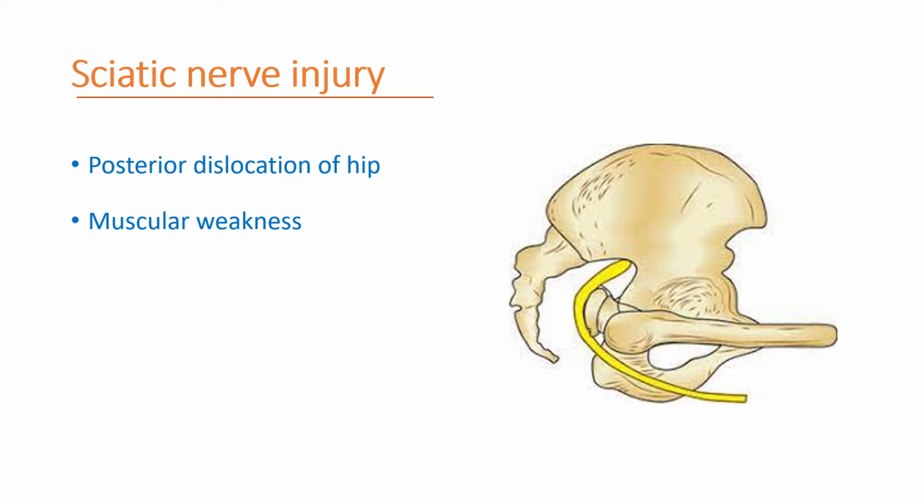If the tibial part of the sciatic nerve is involved, it can lead to muscular paralysis of the posterior compartment of the leg and the foot. And if the common peroneal component is also involved, it leads to muscular weakness of the anterior compartment of the leg that can lead to foot drop. Associated sensory disturbances may be there based on the involvement of the tibial nerve or common peroneal nerve.